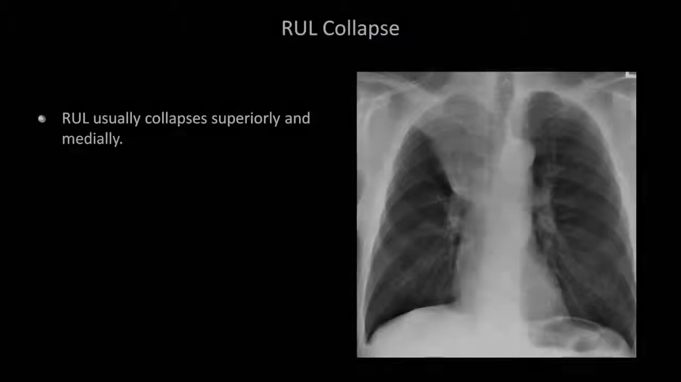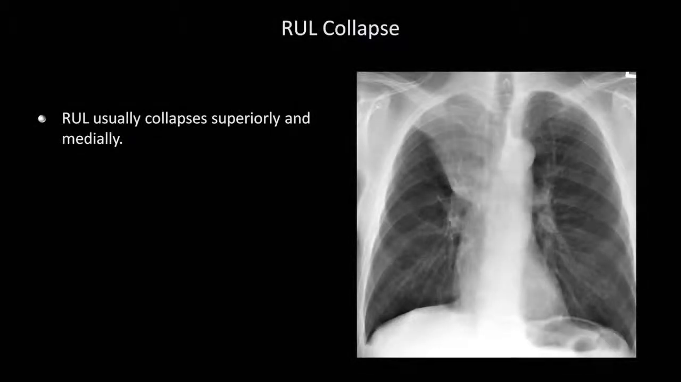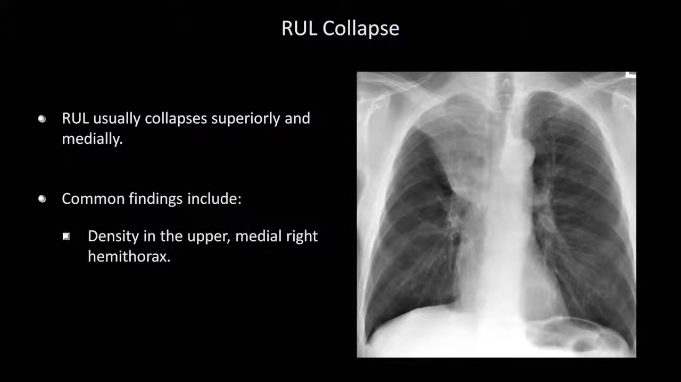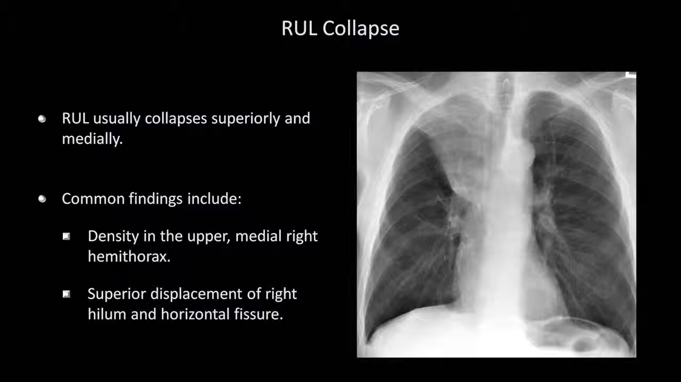I'll now go through what the collapse of each of the five lobes looks like. The right upper lobe usually collapses superiorly and medially. Common findings include a density in the upper, medial right hemithorax, and superior displacement of the right hilum and horizontal fissure.